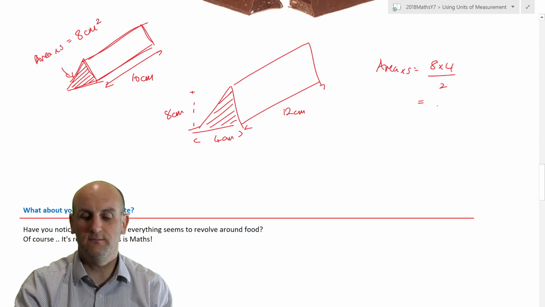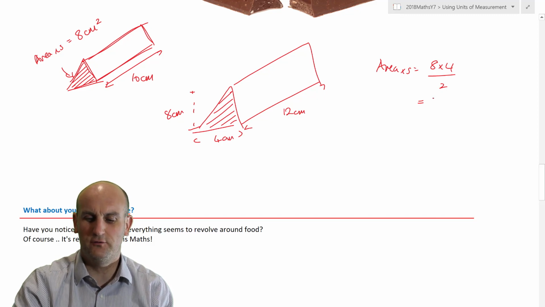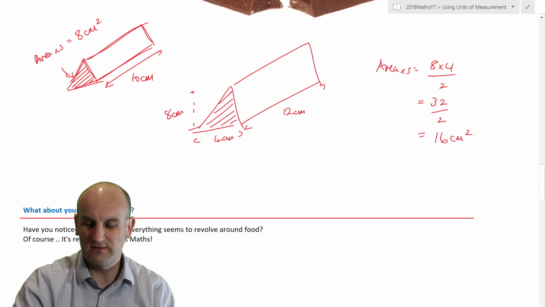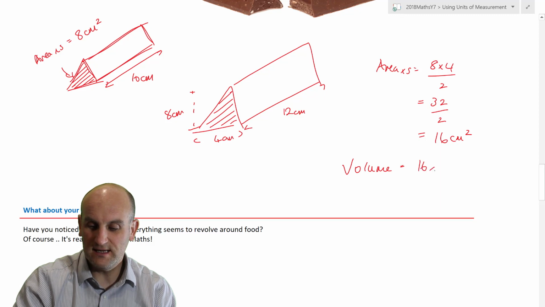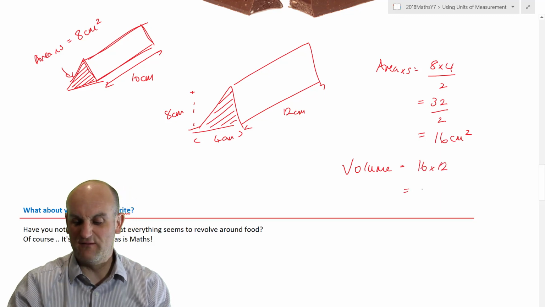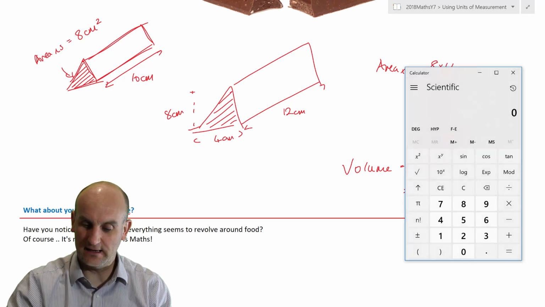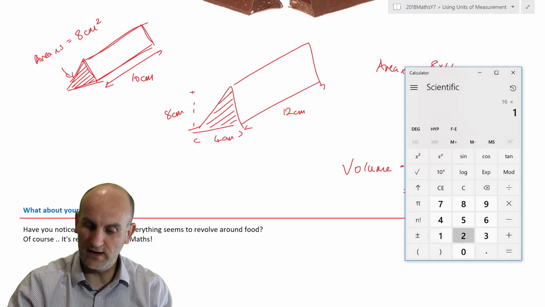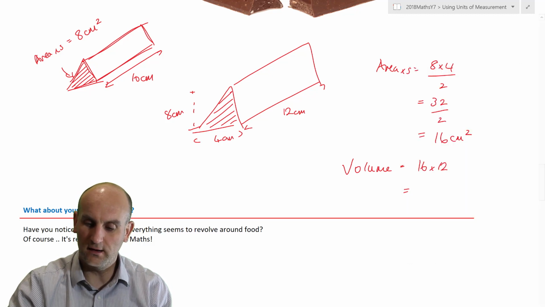So I would do area of cross-section is 8 times 4 and then halve it. So 8 times 4 is 8, 16, 24, 32, divided by 2 gives me 16 centimeters squared, which would tell me that my volume then would be 16 times 12, which is a very big number. Let's use my calculator. Okay, 16 times 12 equals 192.